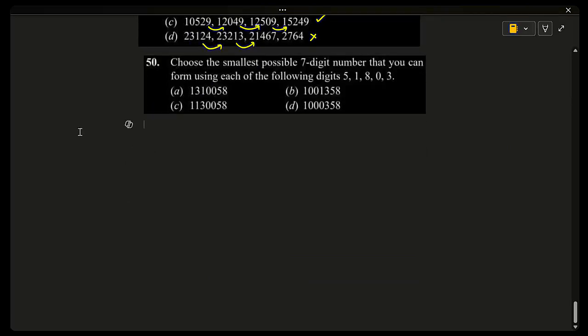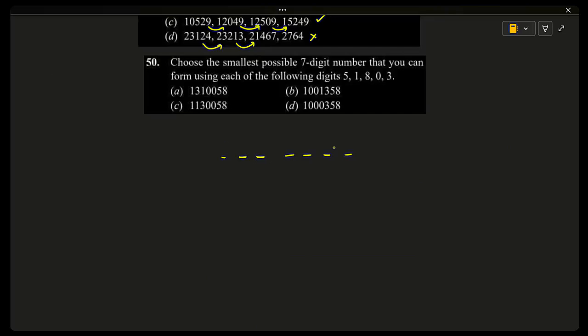Question number 50. Choose the smallest possible 7-digit number that you can form using each of the following digits. That means every digit we must use, and smallest 7-digit number, 7 digits we have to fill. So I want to start with 0 to get the smallest one, but 0 is not accepted in the beginning because it doesn't become a 7-digit number.